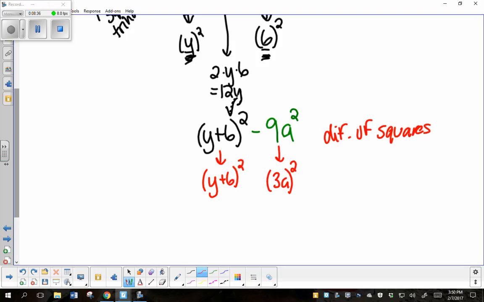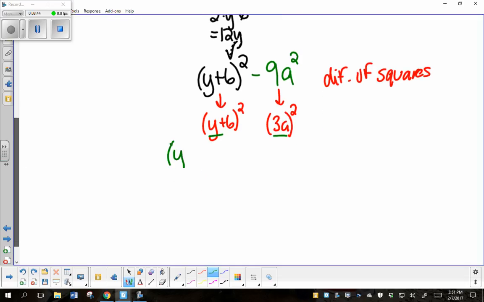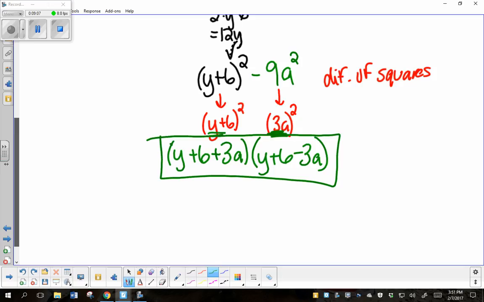So I'm going to factor it just like I normally would. I'm going to have y plus 6 plus 3a, and then y plus 6 minus 3a. I didn't have to do the parentheses or anything because the term I was subtracting, 3a, only has 1 term. So I didn't have to worry about parentheses and distributing a negative. So now we're done. There's nothing I can factor out of all 3 terms in either of those parentheses, and nothing has any powers, so I know I'm done factoring.